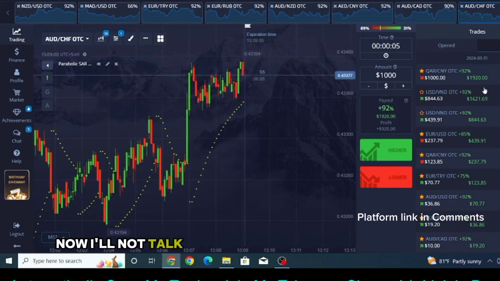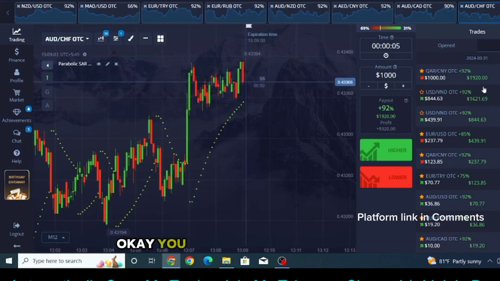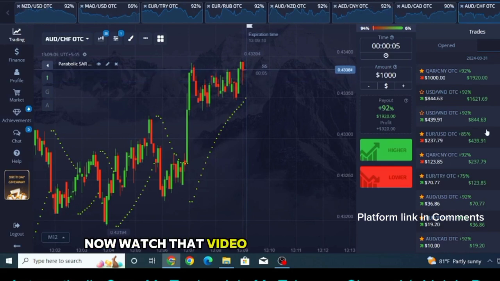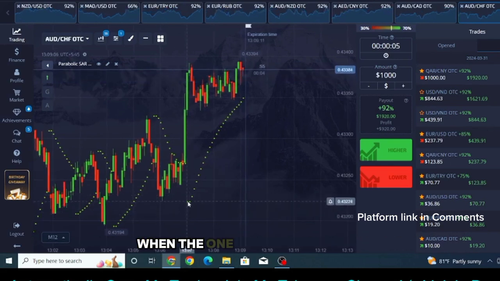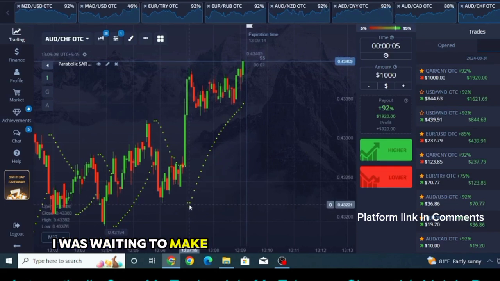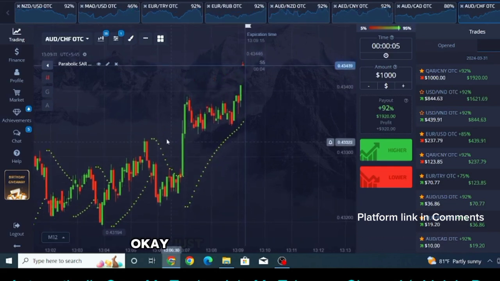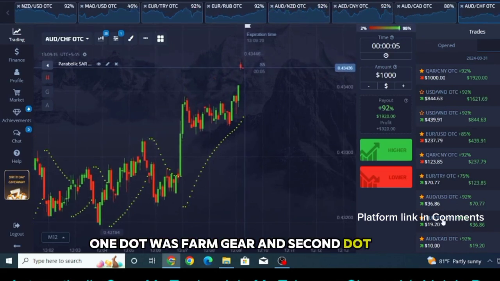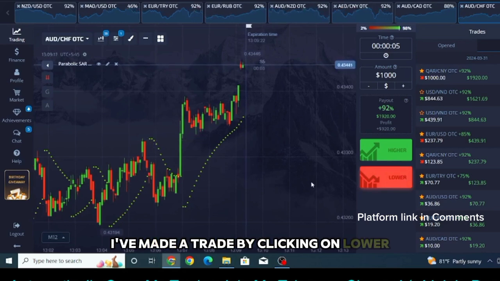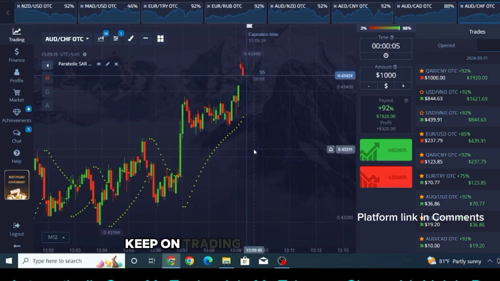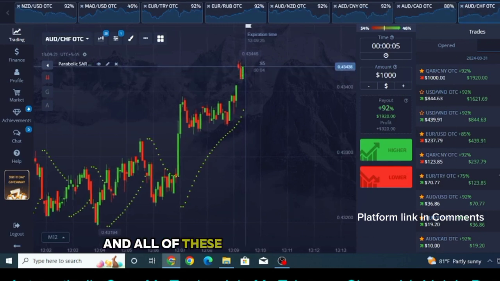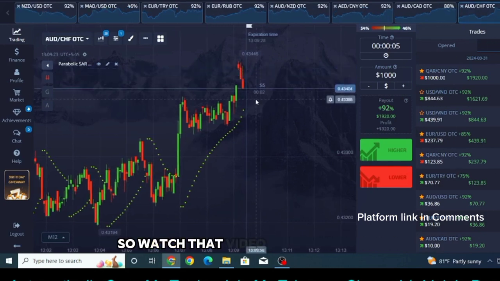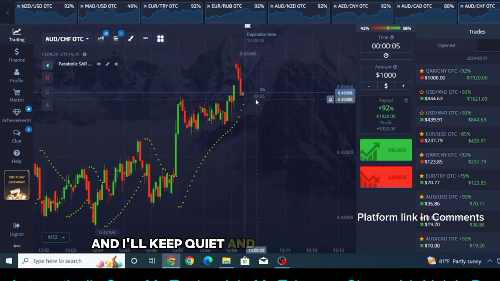Now I'll not talk because that trade is already done. You can see the results here. Now watch that video carefully and see how, when the one dot appeared, I was waiting to make another trade on the second dot. Just carefully watch that. One dot was formed here and the second dot formed, and I made a trade by clicking on lower. In that way, I kept on trading 9 times and all of these trades were profitable. So watch that video very carefully. Now I'll keep quiet and show you that video.